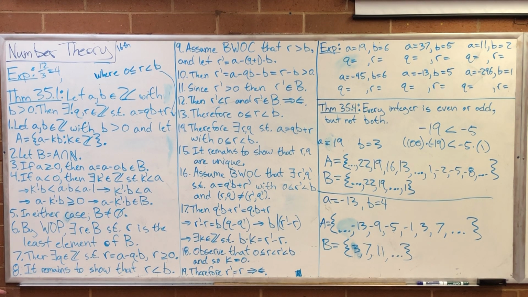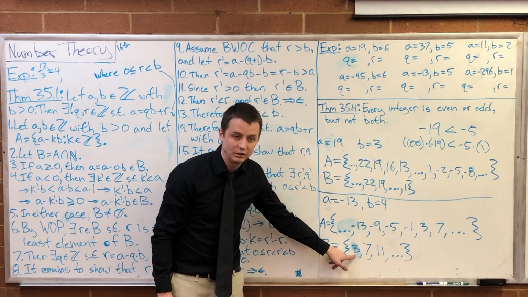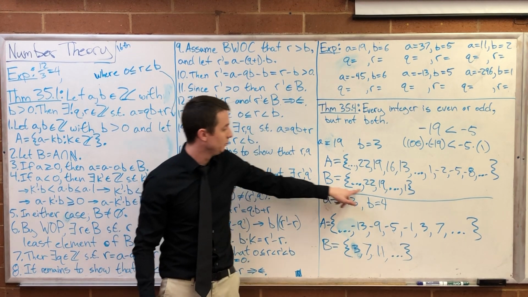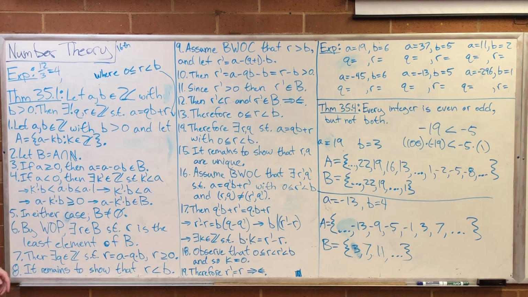So if B is not empty, then what do we know? By the well-ordering principle, it has a least element. And we're going to call its least element R. It's going to turn out that R is the remainder. The smallest element in B over here was 3, and that is going to be the remainder. The smallest element in B over here was 1, and that is going to be the remainder.